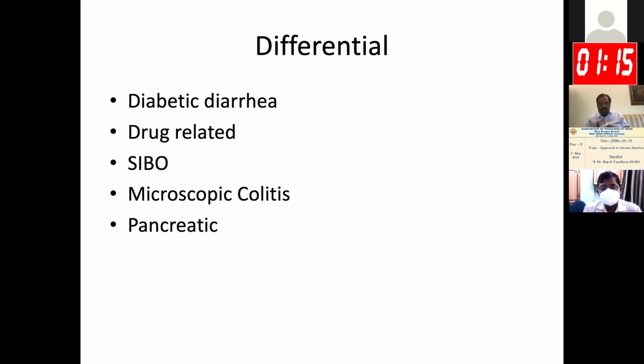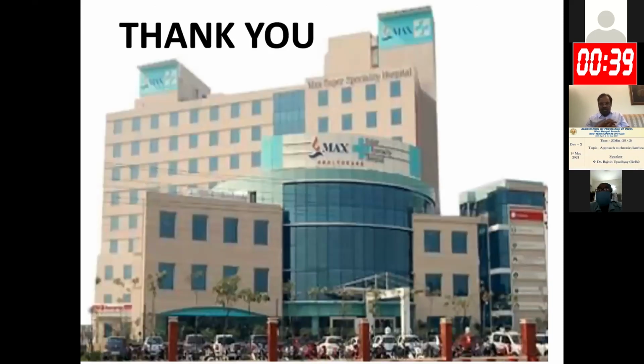With diabetes as well as arthritis, could it be small intestinal bacterial overgrowth or a microscopic colitis? And lastly, pancreatic disease is more common in diabetics. Therefore, could this be a pancreatic diarrhea? So these are the differentials we need to consider. And in this particular patient, investigation showed that we did the colonoscopy, did right-sided and left-sided biopsy, and this was a microscopic colitis, which was treated with budesonide.